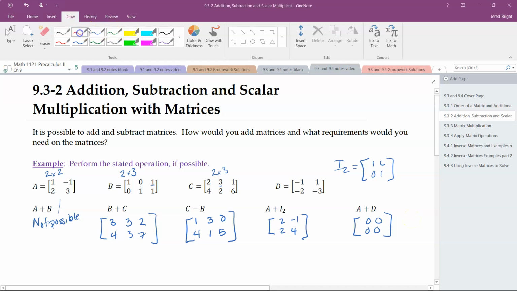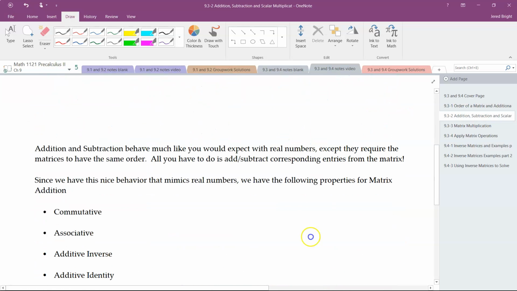What that means is just that A and D are what we call additive inverses, meaning that when you add them, you get the additive identity, which is the zero matrix. Nevertheless, we see that addition and subtraction, for that matter, follow what we would normally expect with real numbers. We just have to define it saying, add or subtract corresponding entries.